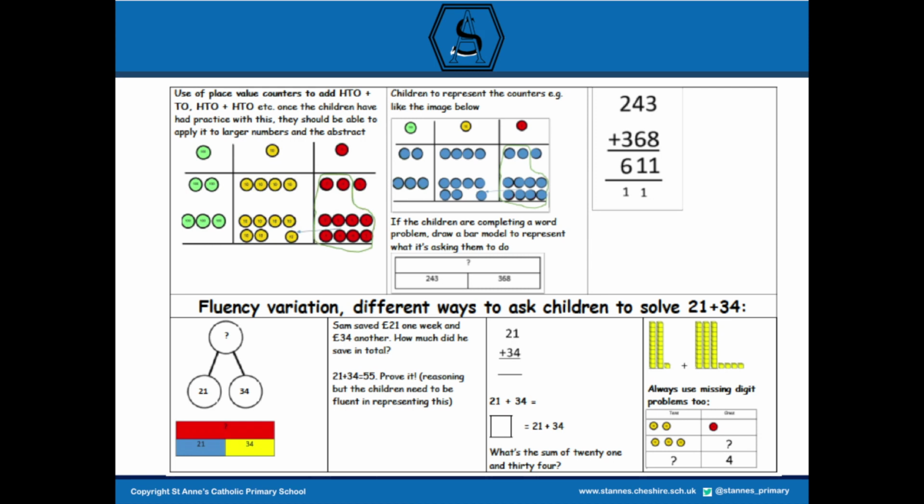Now the very bottom of our calculation policy is just some ideas and different ways to ask the children to solve some problems. Now this is called mastery and reasoning, where the children have to actually reason and become masters at the maths that they're doing. And it shows some examples here, some word problems, missing number problems, bar models, part whole model, and different ways that the children can access the maths.